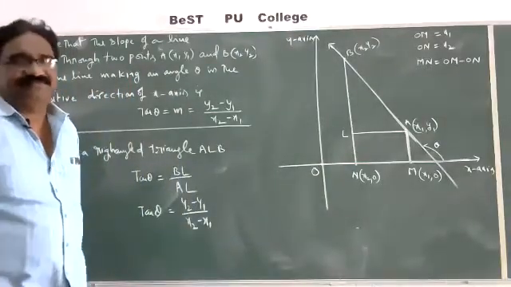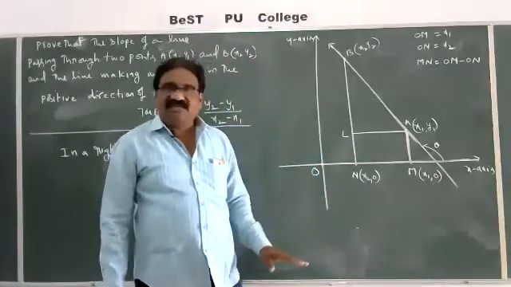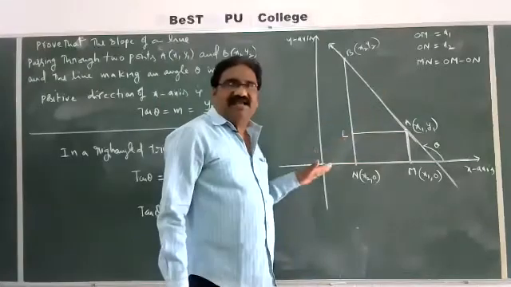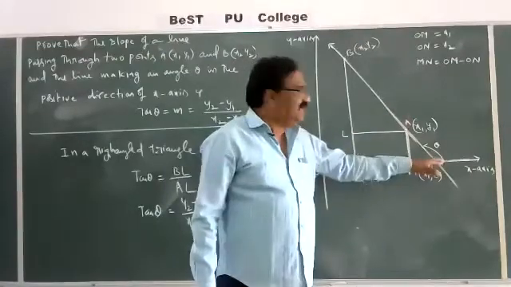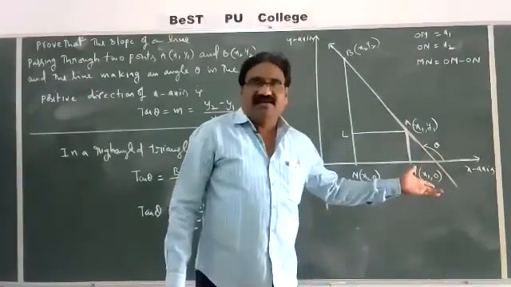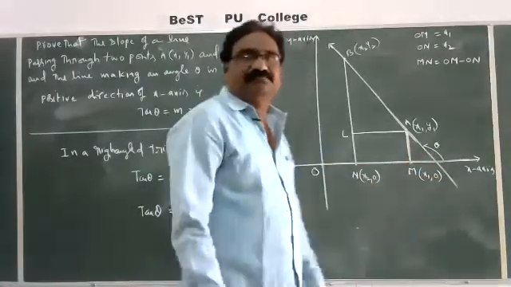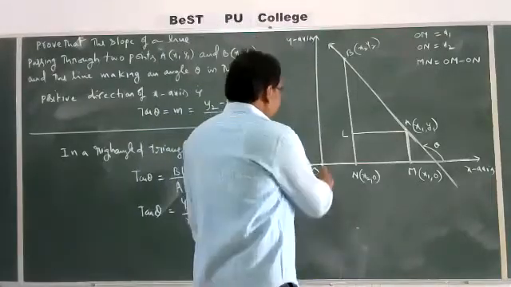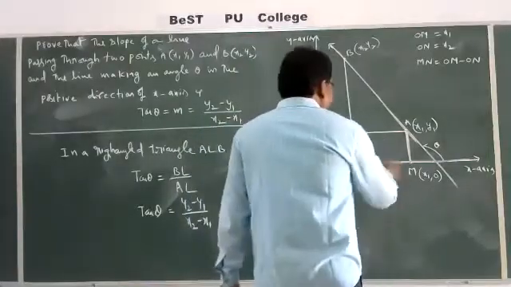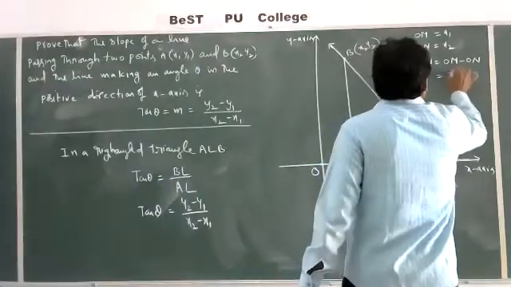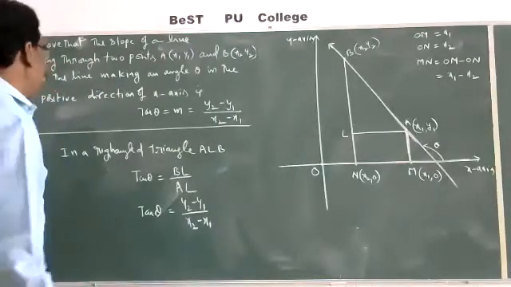Observe what I am discussing. What is the difference between the previous figure and this figure? In the previous figure, the line makes an acute angle with the x-axis, below 90 degrees. Here, the line makes an obtuse angle, above 90 degrees. In this case also, the formula is the same. Here this length is x2, OM length is x1, and MN length is x1 minus x2.